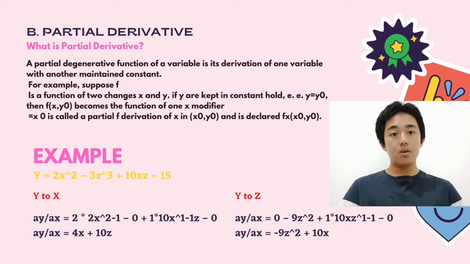So what's left is just 10x. And as earlier, it's still the same. Negative 15 is a constant number, so it is 0. So the answer is negative 9z squared plus 10x for the partial derivative with respect to z.